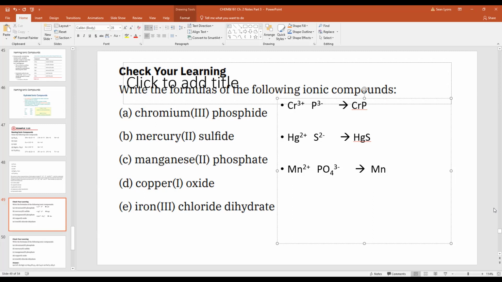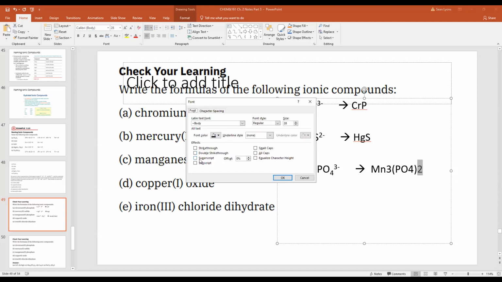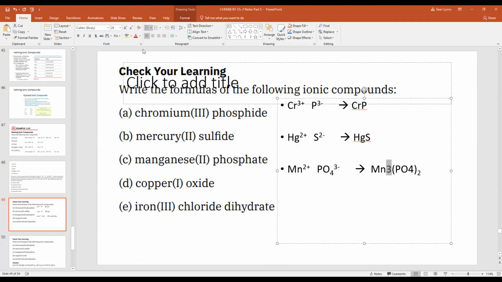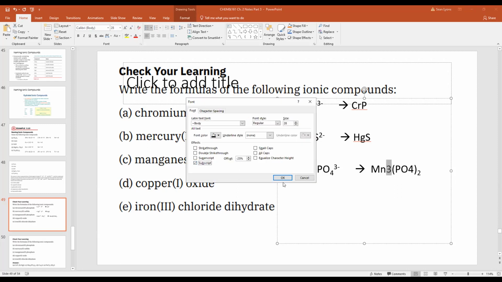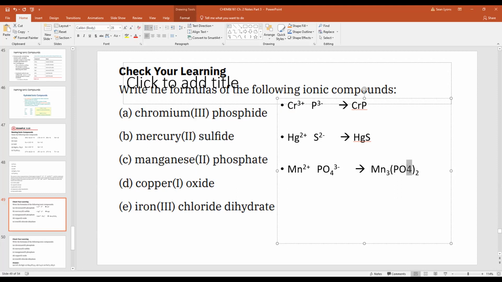But we're essentially going to be bringing down that 3 for manganese. We're going to then put the PO4 in parentheses. I'll do the subscripts in a second. But now we're going to bring the 2 down to the phosphate. And when we change these to the subscripts, there's probably a shortcut on the keyboard I could have used to make this a little smoother, but I do not know what that is.